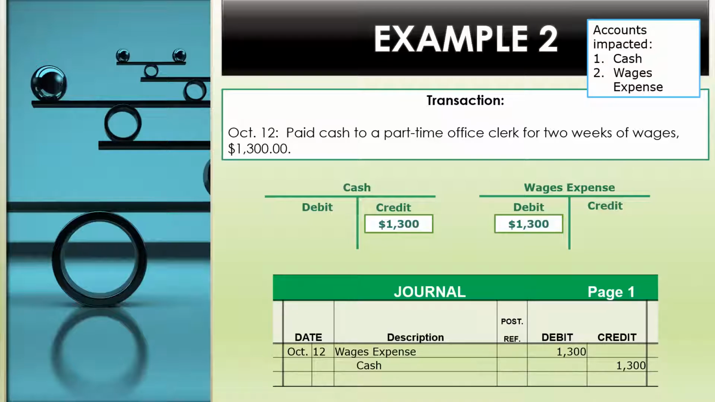October 12th is our date, and then we need to do the debit first. So under description, we have wages expense. Move over to the debit column, and we will enter $1,300. On the very next row, we have cash, and moving over to the credit column, we will enter $1,300.